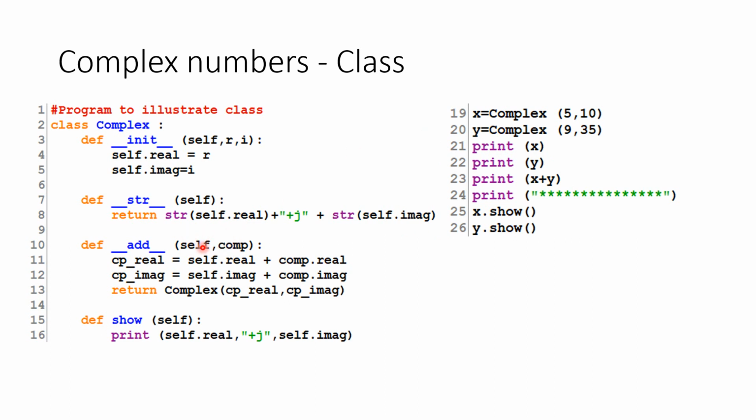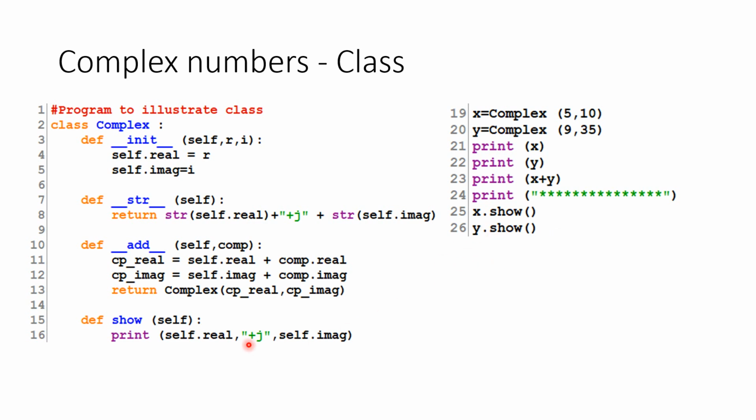So the self is nothing but x and comp is nothing but y. Now the self real and comp real will get added over here. Then self imaginary and complex imaginary will be added here and put together. That's going to return another object. This returned object will now be passed as an input to the string function, which will take the complex real and the complex imaginary, and the values of that will be printed on the screen. Then, to demarcate, we just have one print statement over here.